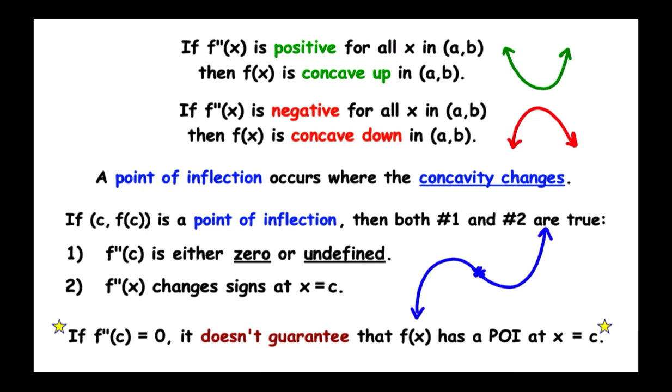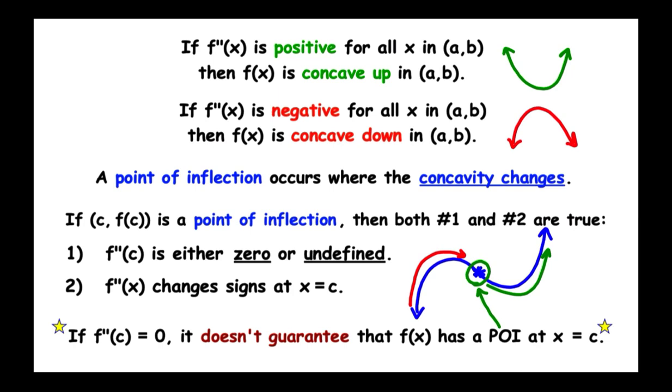And the reason why is because you started out concave down like a frown. And then suddenly you hit the point of inflection and you became concave up like part of a smile. The concavity changed right here, so that's called a point of inflection, or POI for short. Okay, you can also go from concave up to concave down at a point of inflection.